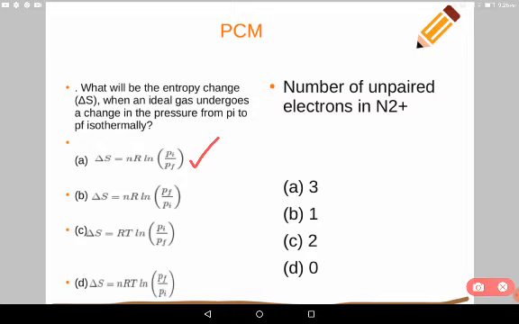Now the next question is this: number of unpaired electrons in N2 plus is. It is a very easy question. I have a question from physics for you to do. Do remember that. And this is your next question from the chemistry part. You can do it yourself.